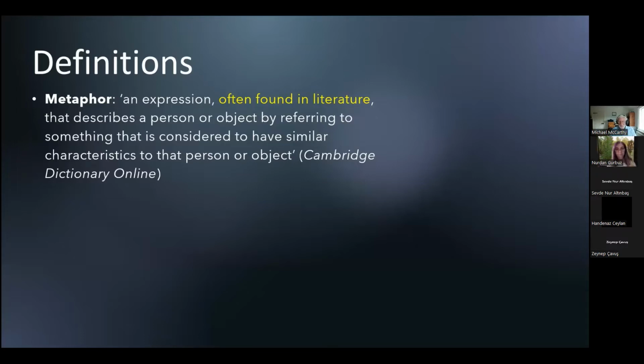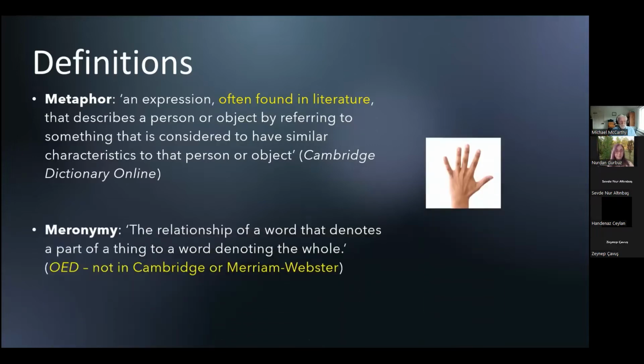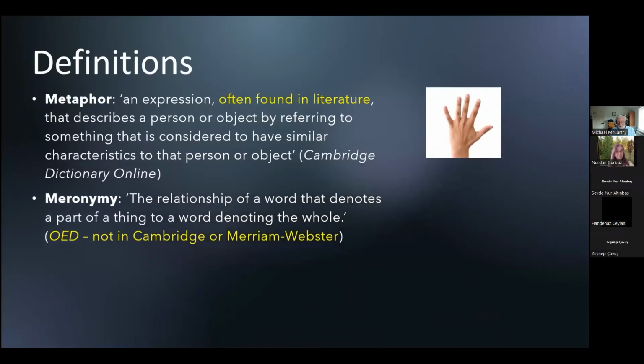So when I started as a student, as an undergraduate, I was studying literature, and metaphor was considered one of the important tropes, one of the important figures of speech that we find in great literature. Meronymy I've already mentioned. The significant thing here is that it is not in the dictionary.